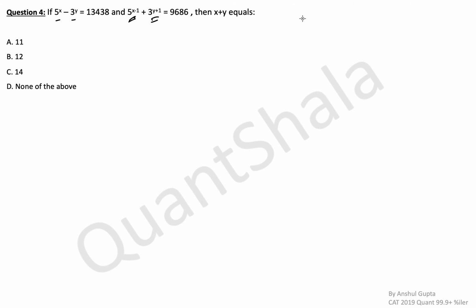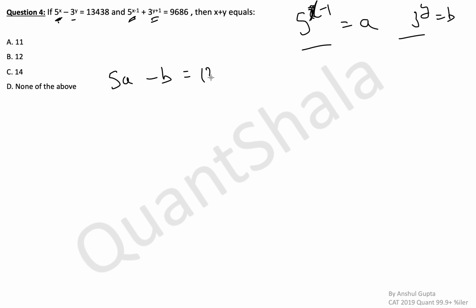So simply, let's say you have 5 raised to power x minus 1 is a, and 3 raised to power y is b. Why did I take these values a and b? Because if I have 5 raised to power x minus 1 as a, I can write 5 raised to power x as 5a. So I don't have to deal with denominators and division and LCM and stuff. So this simply becomes 5a minus b is equal to 13438, and this becomes a plus 3b is equal to 9686. Now all we are left to do is calculation.